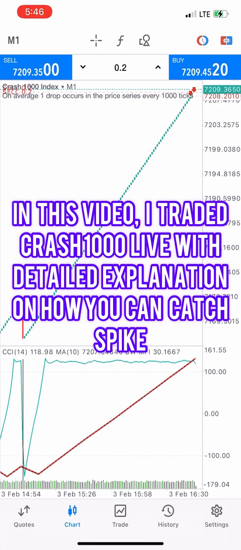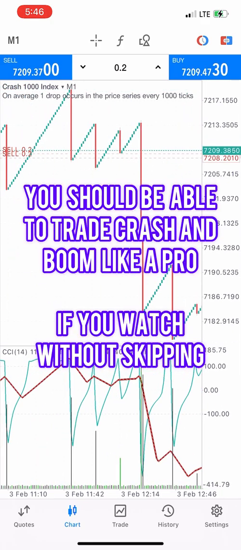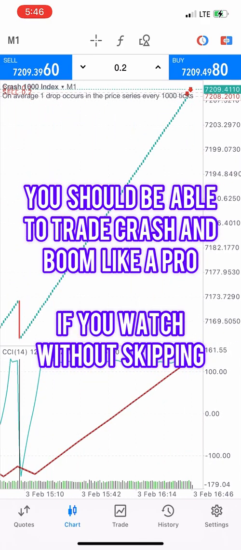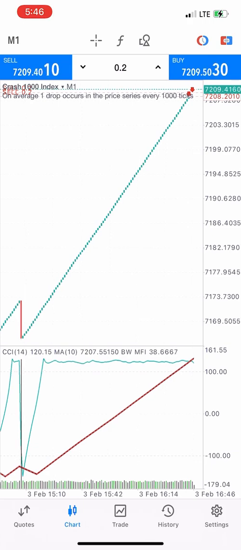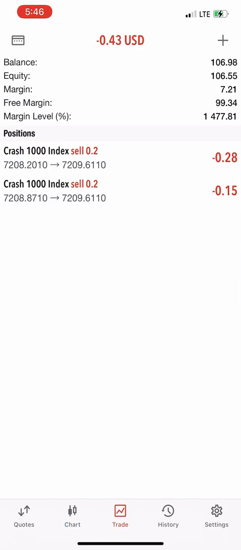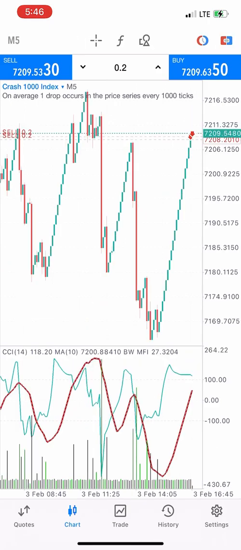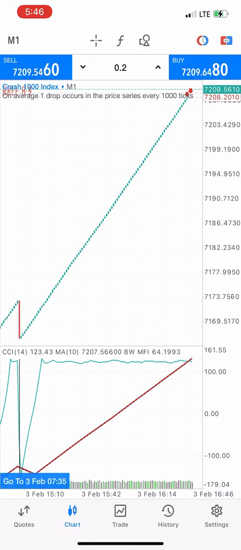This is a very quick video on how you can trade Crash and Boom with this powerful strategy. As you can see, I placed a sell because the condition is made for me to catch a spike using this strategy. Like I told you guys, this strategy is very powerful and it works. Of course, you will see that on this video live and direct. So you see the positions I took: Crash 1000 Index, I placed a sell. Why? Because the condition is met.